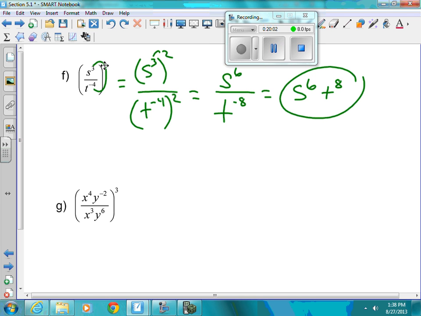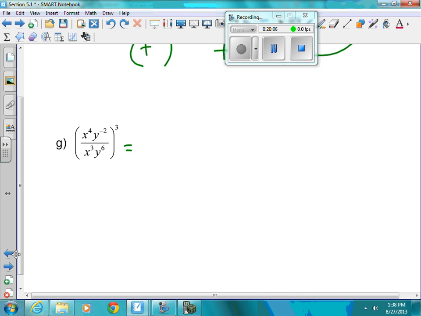Last example, please try this one on your own as well. Okay, so we got lots of things going on here. There is more than one way we can do this. We can distribute this power to all these terms right off the bat like we had before, or we can try and simplify what's in the parentheses first. I'm going to start by simplifying what's in the parentheses first.